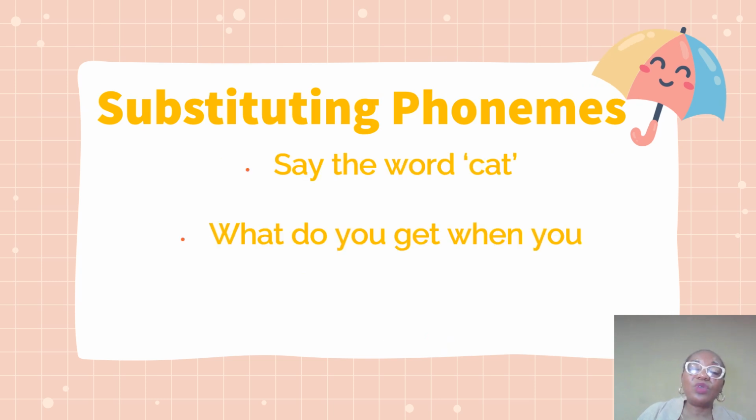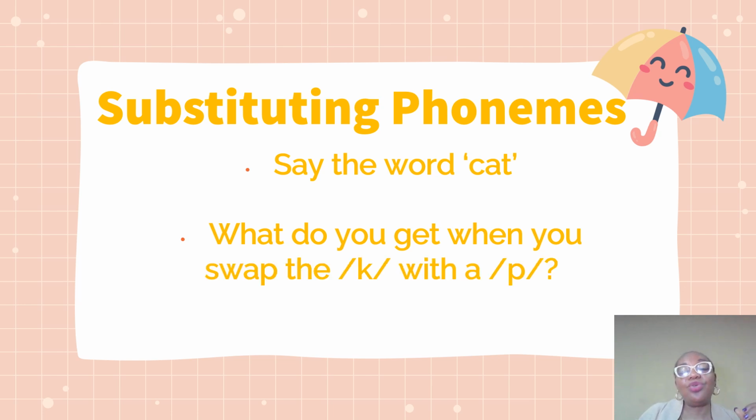Then substituting phonemes is another activity that you can do with the children. You say the word cat, and then you say, what do you get when you swap the k with a p? So you remove the k in cat. Remember, we're not dealing with letters. So be careful not to say if you remove the C. No, we're not removing any C. There's no C anywhere there. It is k that is there. So when you remove the k and you replace it with the p, what are you left with? Pat. That's it.